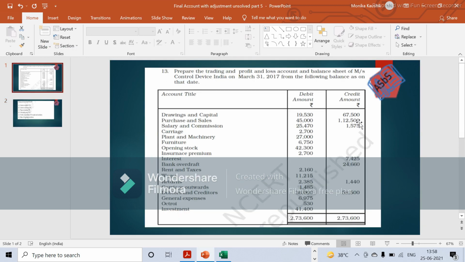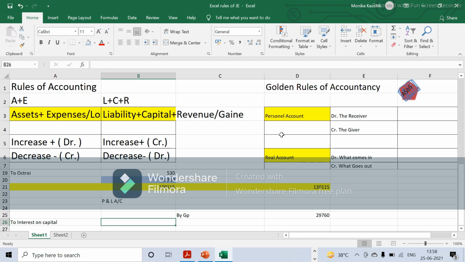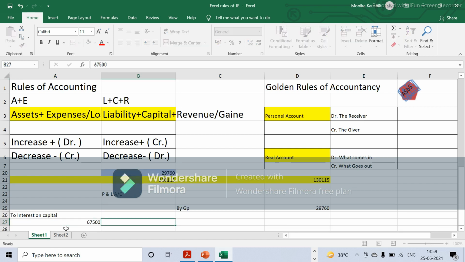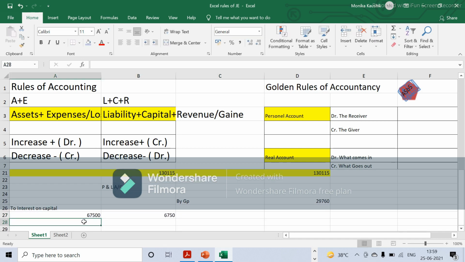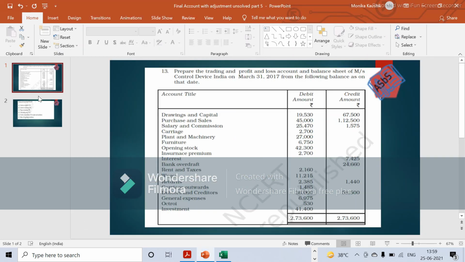How much is the capital? Capital is 67500. So 67500, I need to charge 10%. So equal to this amount multiplied by 10%. This is my interest on capital, right?